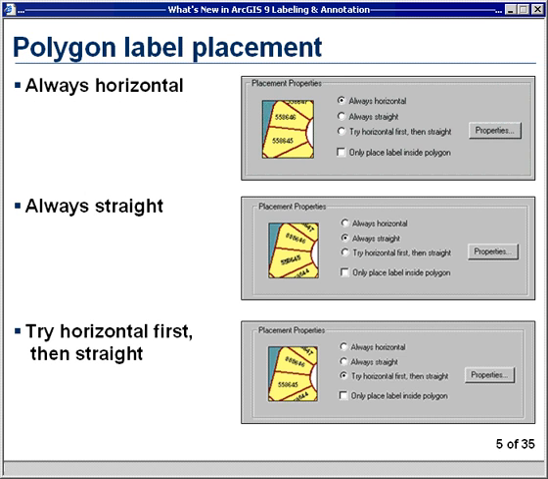Now, as I pointed out the polygon placement options, a smile might have appeared on your face. You now have some additional placement options for your polygons. At ArcGIS 8.3 in ArcMap, all polygon labels were placed horizontally. At ArcGIS version 9 in ArcMap, you have three options: always horizontal, and you see the picture here; always straight, so the label's straight to the polygon; or try horizontal first and then straight.